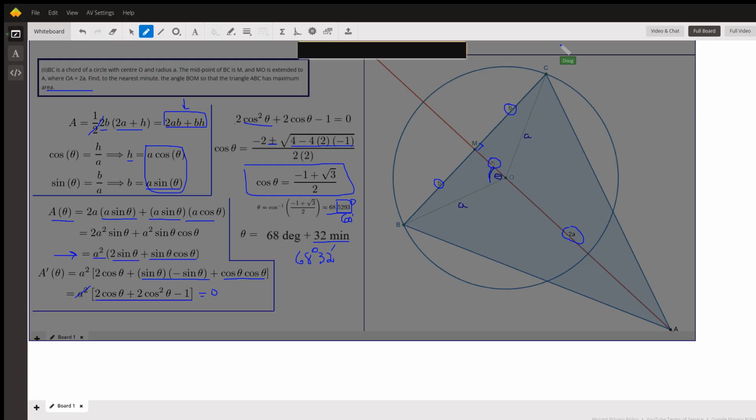There you go. Hope that helped. Oh, and well, you could apply the first or second derivative test to prove that this is generating a maximum area. We won't go into that detail in this video. There you go.